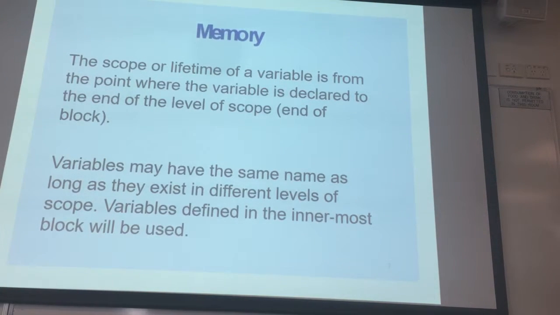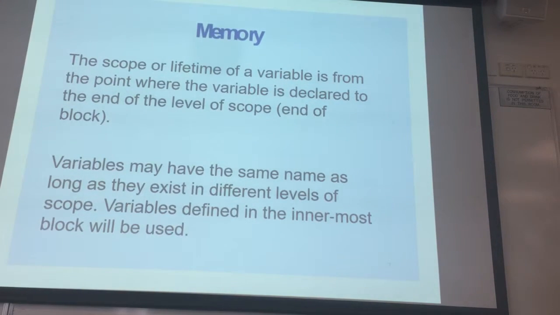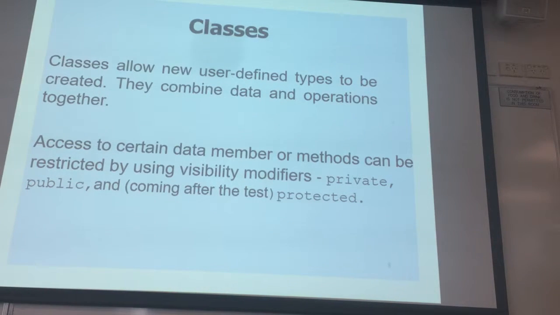Memory, we have seen that we have local memory, the local variables which are defined on the stack. Dynamic memory, that is memory which is allocated with new. The simple definition is memory allocated on the heap. And variables are well defined as long as they are within the scope.